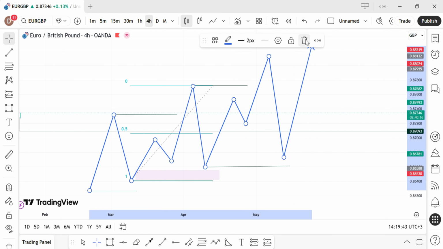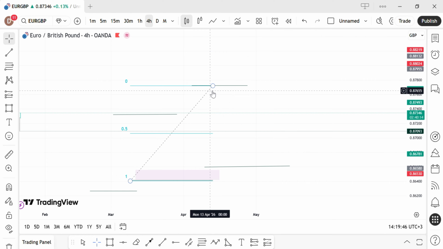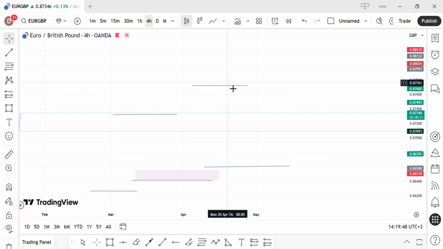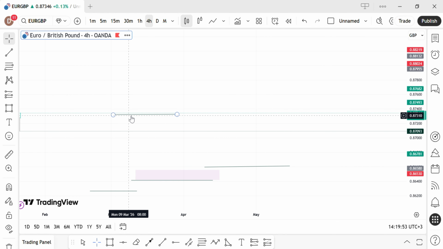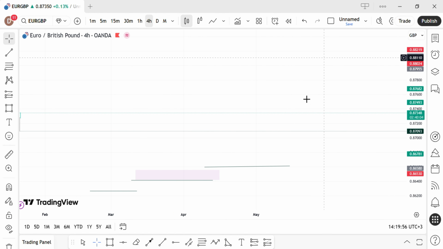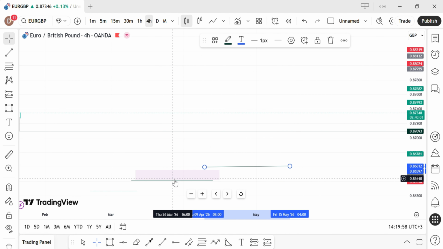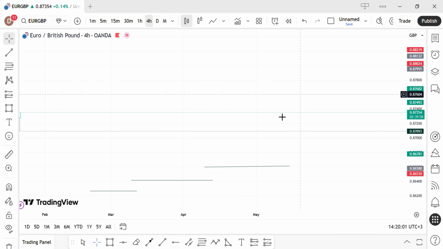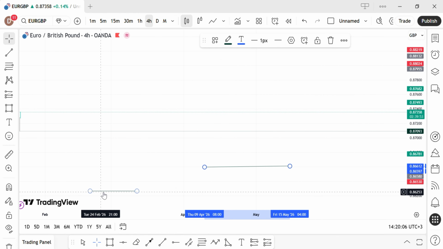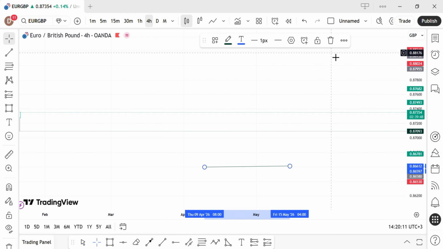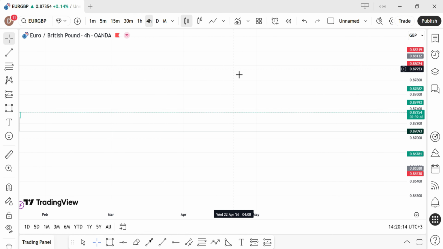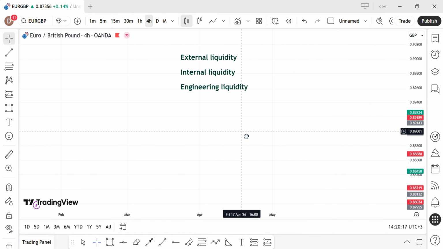So our next point, let's learn about liquidity. So there's 3 types of liquidity. There's internal liquidity, external liquidity, and engineered liquidity. So there's very many types of liquidity. There's the double top people call liquidity, triple top is called liquidity. Yeah, so it depends with your strategy. Okay, it depends with your strategy. These are the liquidity that I've noticed with my strategy. Okay, you can see external liquidity, internal liquidity, engineered liquidity.